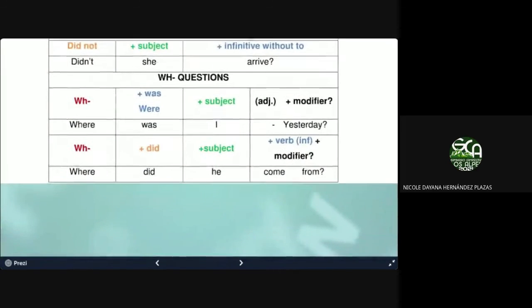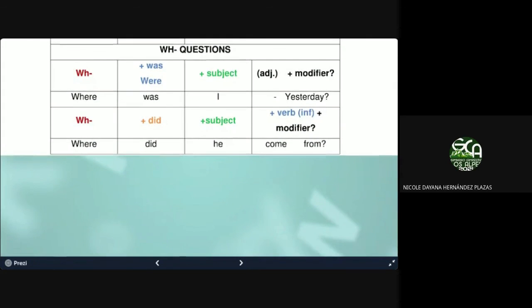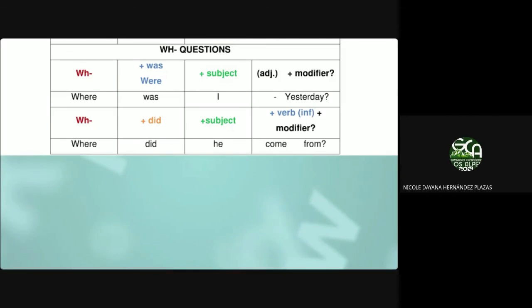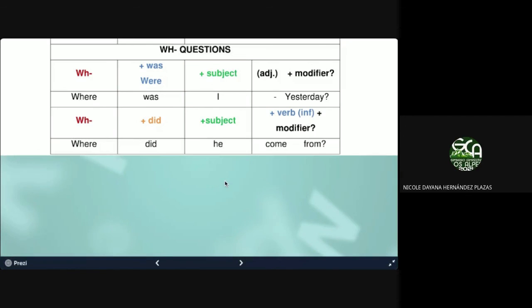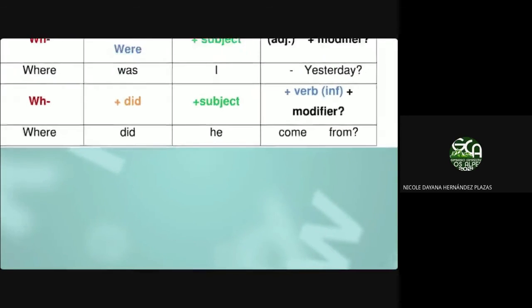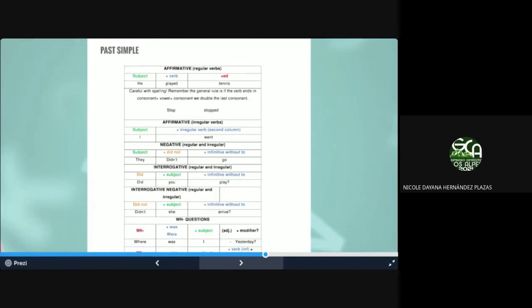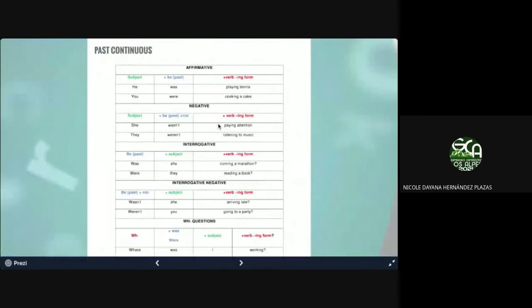So that's it. La única excepción es con el verbo to be. Con el verbo to be vas a poner was or were. No vas a poner el did. So, where was I yesterday? Where did he come from? Can you see? It's the only moment when you are not going to use it. Eso ya lo tienen, ya lo saben, ya tienen notas de esto. This is just a super fast review. A structure of past simple. The important thing, the verb in past.